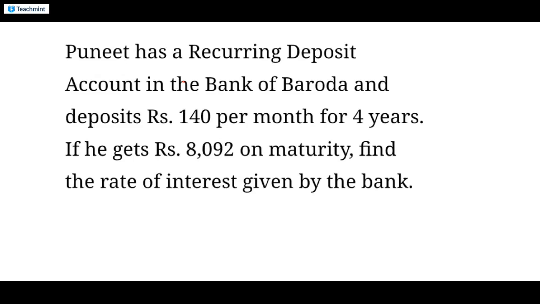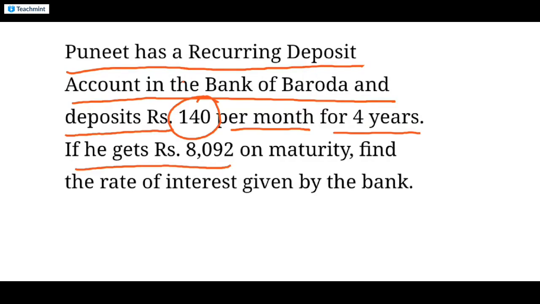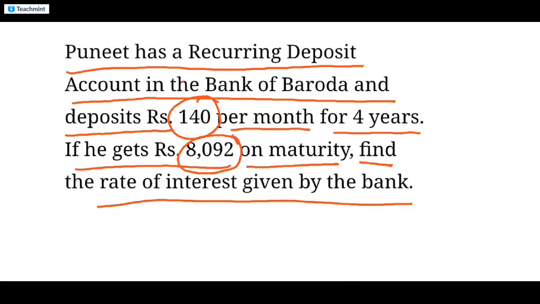Okay. Now this question is Puneet has a recurring deposit account in the Bank of Baroda and deposits 140 rupees per month, and he does this for 4 years. If he gets 8,092 on maturity, you have to find the rate of interest given by the bank. So any one term is missing and we need to find that. So what all information we have? We have the monthly installment, which is rupees 140.